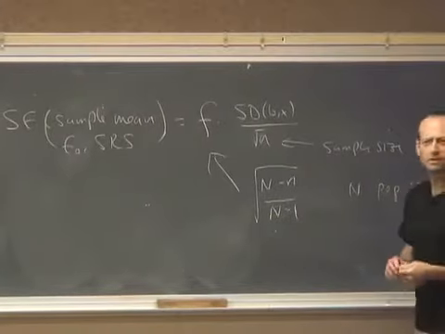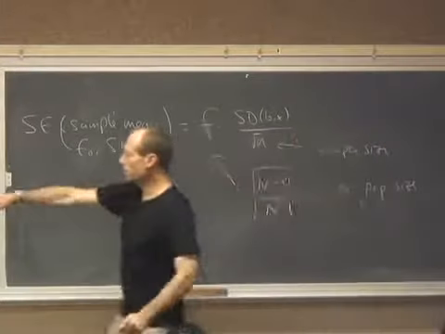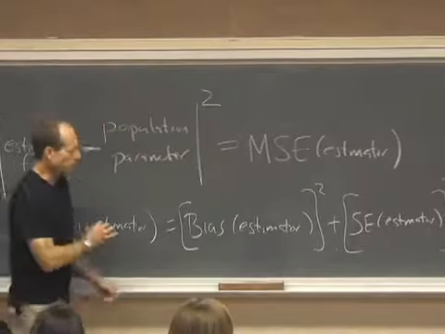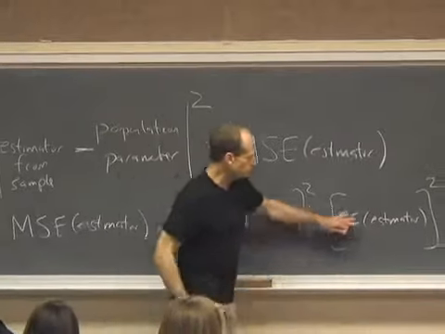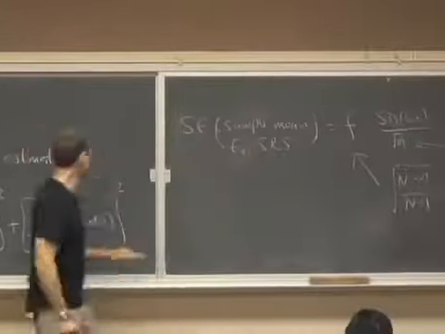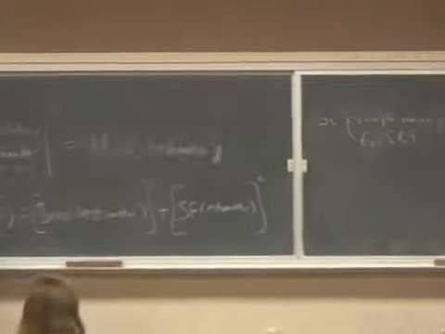Ring a bell? Okay. All right, so the mean squared error of the sample mean as an estimate of the population mean is just the square of its standard error, which is just this thing squared. Because the bias, it's an unbiased estimator. The bias is 0, it's said to be unbiased. This is an unbiased estimator.